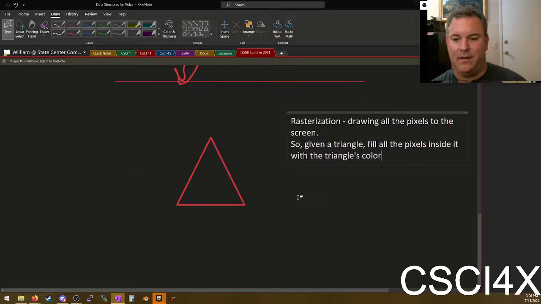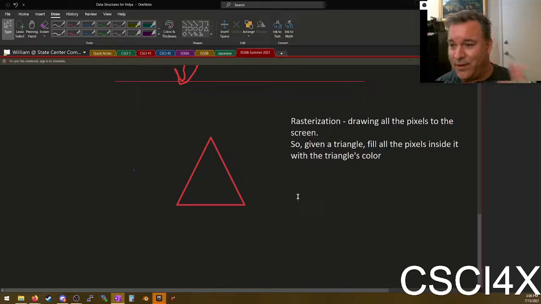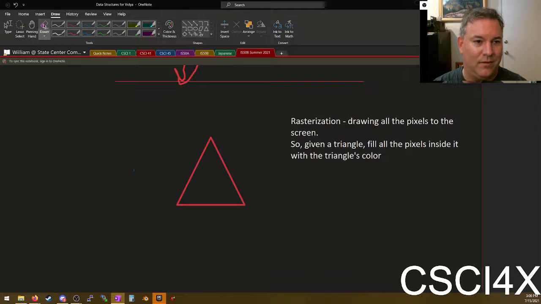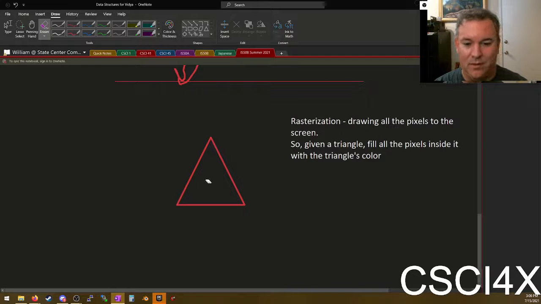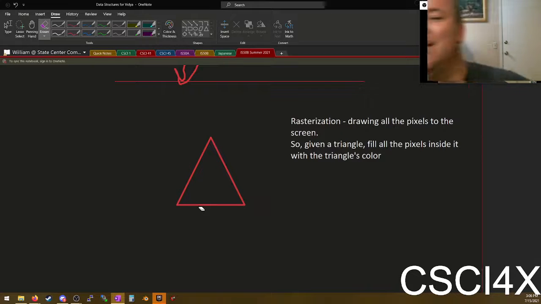Okay. We're not even talking texturing. We're not even talking lighting. Just we have a solid red triangle. We know what the points are here, and we want to fill every pixel between these three lines with red. Just 255, 0, 0, just red. How do we do it? It becomes a rectangle? No. That'd be rectangularization. No, it's rasterization.